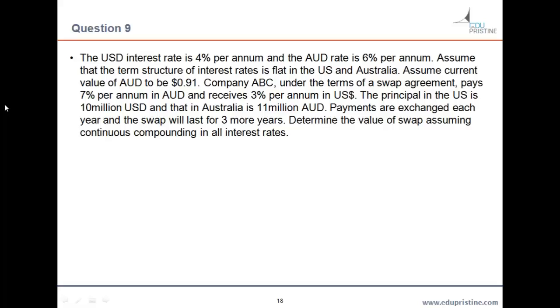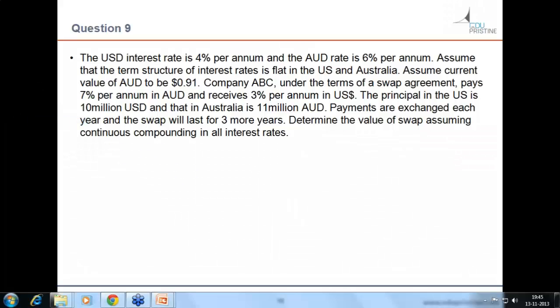Okay, this is a very important question. Okay, another time consuming question. You see that this question is on currency swap. You see here, the US interest rate is 4% per annum, and the Australian dollar interest rate is given. Assume that the term structure of interest is flat in the US and Australia. That means that the interest rates will be the same for the coming 3 years. Assume the current value of the Australian dollar to be 0.91 USD.